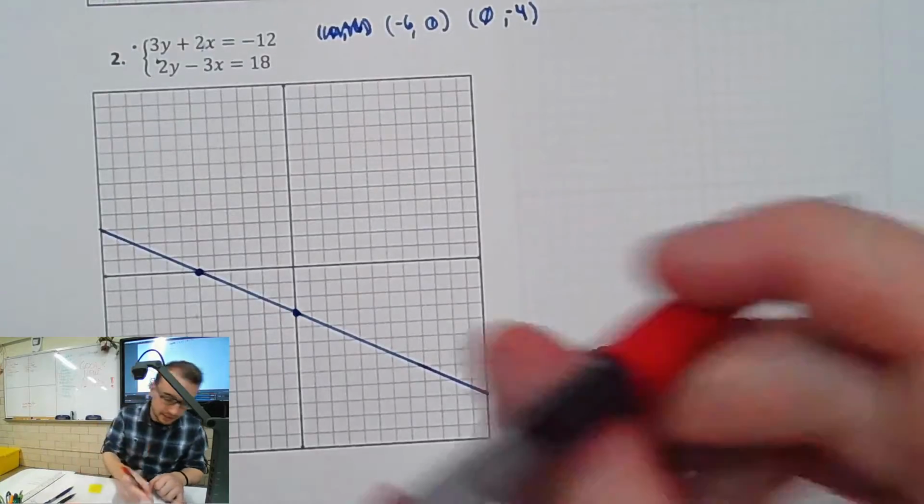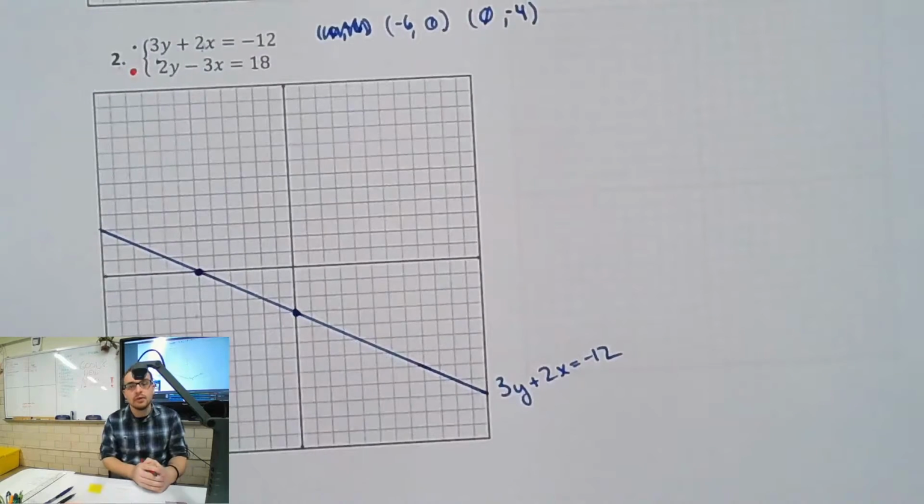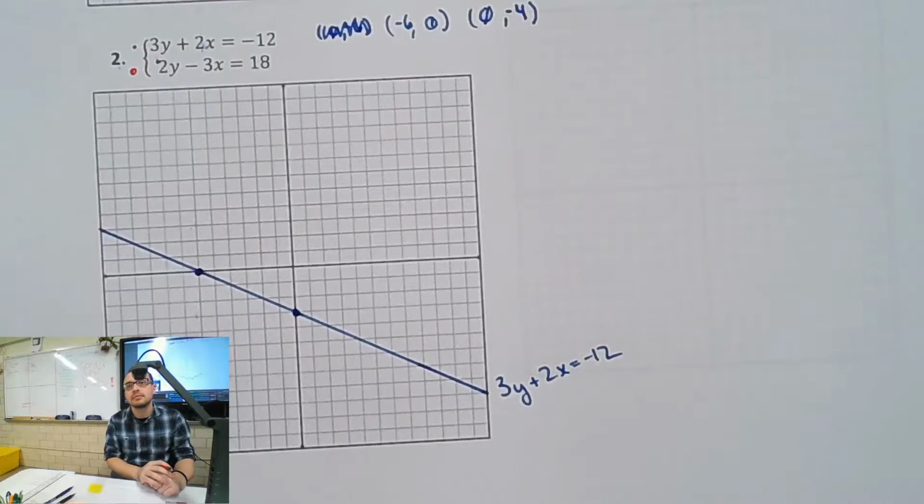Now let's go get our red line. That's this guy, the bottom equation. We didn't need the slope. We just graphed our 2 points, and we drew a line. That's negative 3. Negative 4.